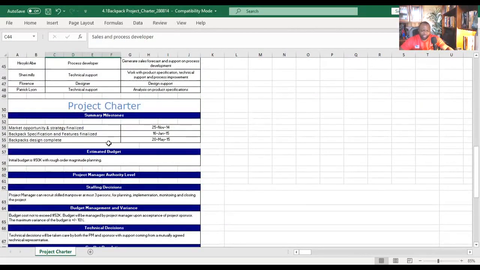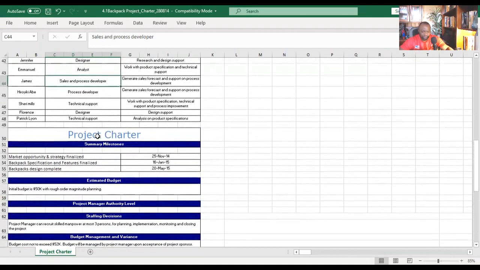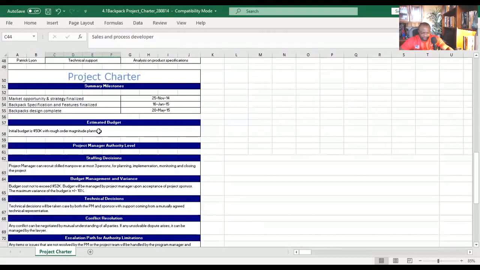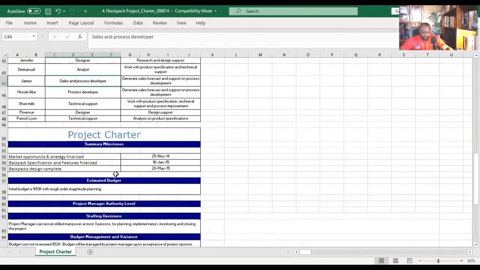This will eventually be fleshed into a stakeholder register and identify stakeholders. So as you can see, the project charter contains mostly summary information, just enough to put everyone on the same page and to enable everyone to know the direction of the project.